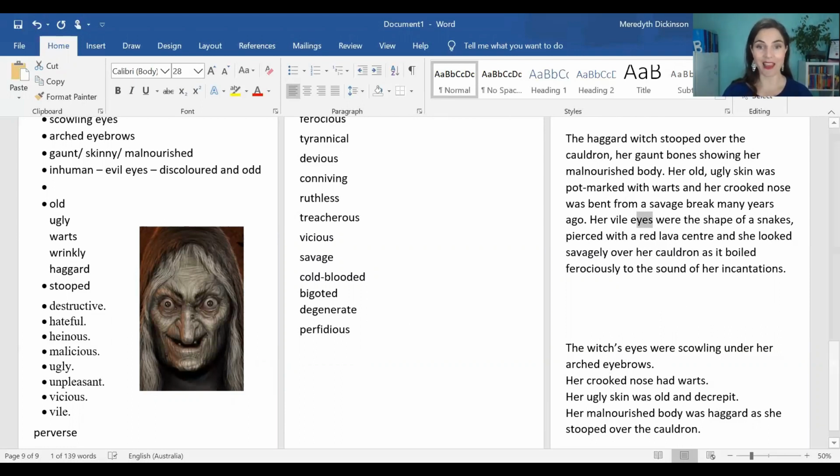Okay, and that is the end of today's lesson. So now you get to go and write about your evil character, and I would love it if you sent it to me. I love to see my students writing. It makes me so happy to see all the wonderful things that you create. And I'll even pop it on my Facebook site if you'd like to, and that way all my other students can see how wonderful you are at your descriptive writing.